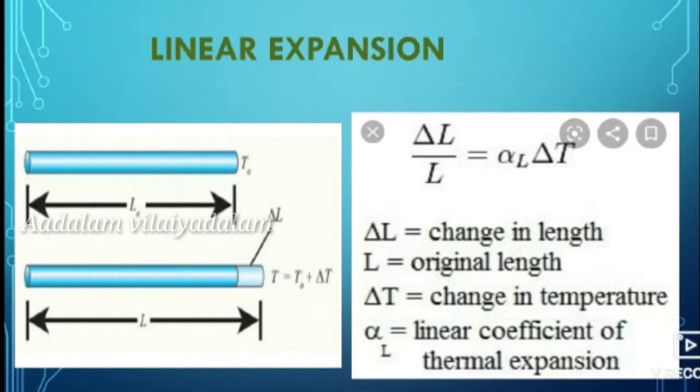Delta L by L naught is equal to alpha L into delta T. Here delta L represents change in length, which is calculated by final length minus original length. L or L naught represents the original or initial length, and delta T is the change in temperature, which is calculated by final temperature minus initial temperature. Alpha L is the linear coefficient of thermal expansion. So this is the calculation for finding the linear coefficient of thermal expansion.